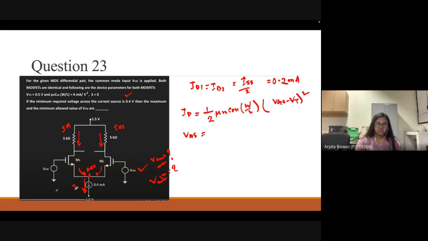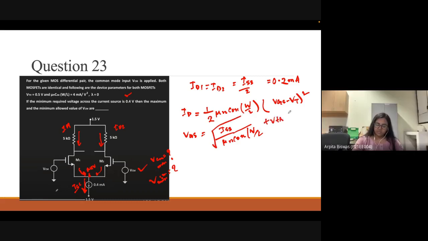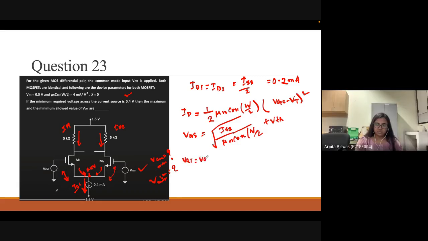ISS is flowing here, so twice of ID is ISS. So VGS is root over ISS by mu n Cox W by L, plus VTH. Now from these two cases, VGS1 and VGS2 are both the same. VGS1 equals VGS2.